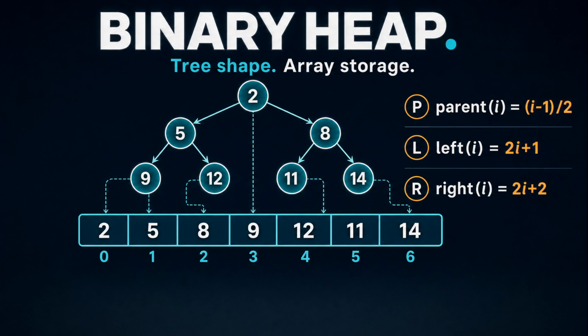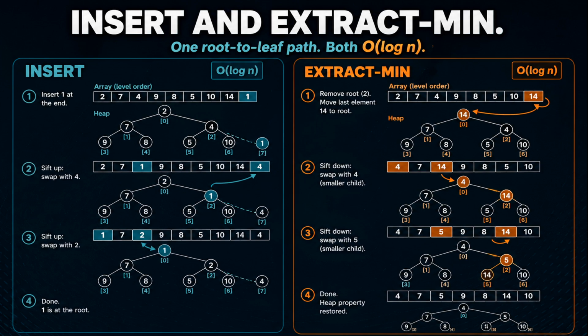The array-backed shape gets the cache benefits we covered in Chapter 2, and the index arithmetic is fast enough to disappear. 2 operations carry the data structure. Insert: place the new value at the end of the array, then sift it up by swapping with its parent as long as the parent is larger.